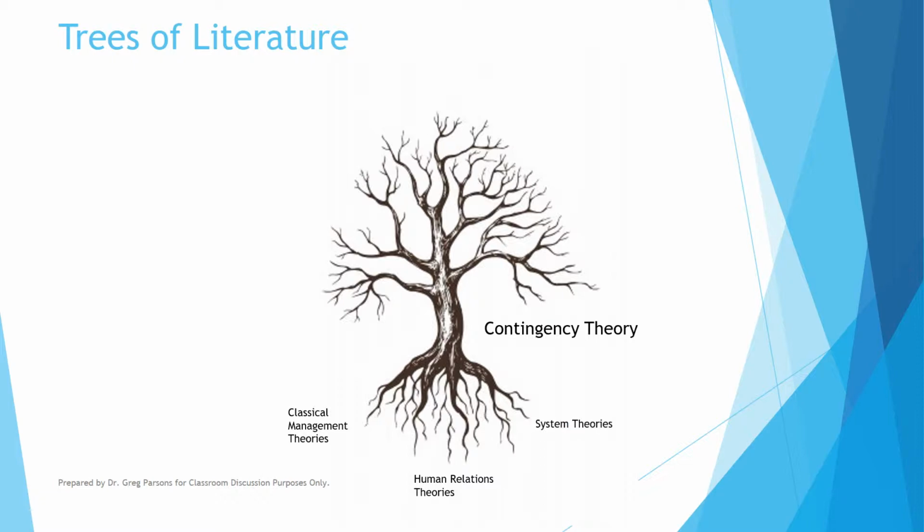Okay, so contingency theory in management has its roots in classical management theory, human relations theory, and systems theories. It also has branches which came afterwards, where theories were based upon contingency theory, like SWOT analysis, the importance of organizational culture in management, leadership theories, game theory and strategy theories, global management theories, and of course stakeholder theories.